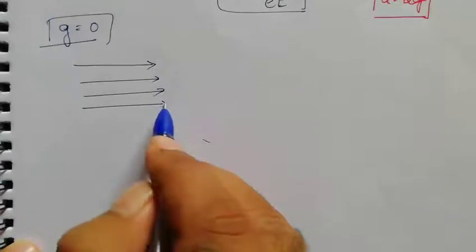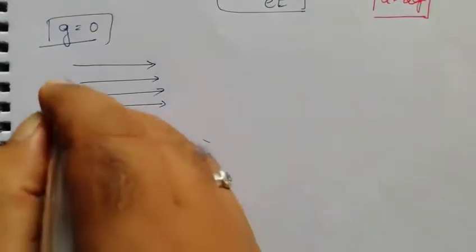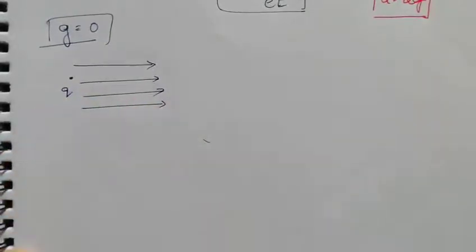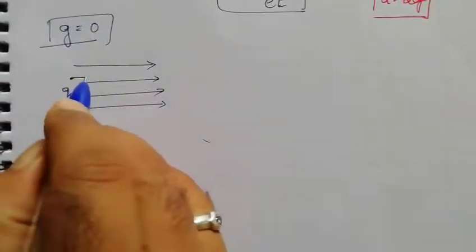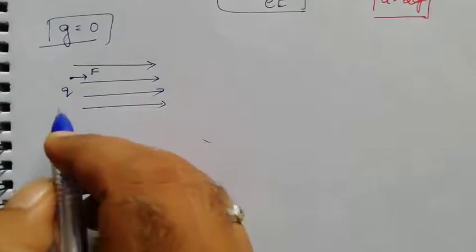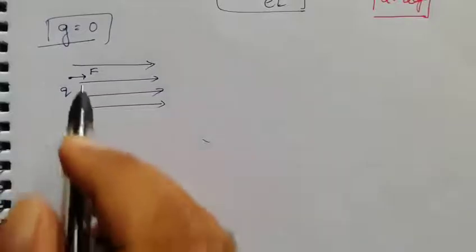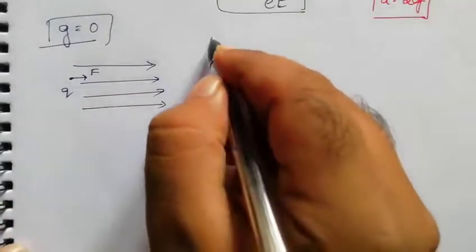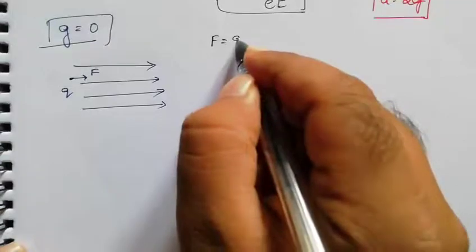Okay, that is the uniform electric field we have considered. So we have kept here a charged particle. Then it is going to experience some force in this direction. Then with what acceleration this particle is going to move, that we need to see. So since it is experiencing some force, let us write the force value. Force equal to Q into E.